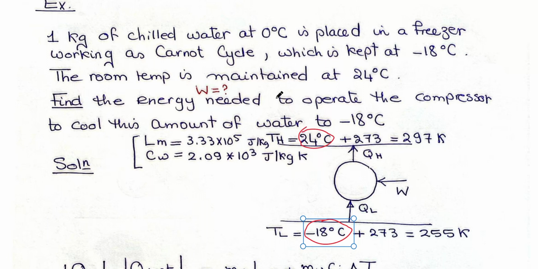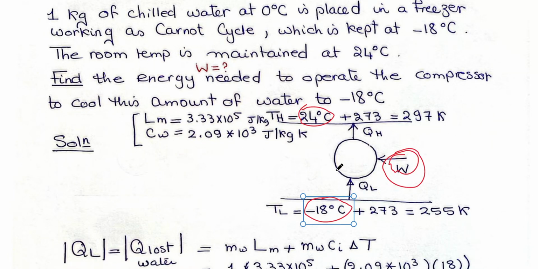Find the energy needed to operate the compressor to cool this amount of water to -18. I want to calculate the work of the compressor. It's given also the LM and C water. So now we have a refrigerator working between -18 and 24 degrees. And we are giving this refrigerator an amount of work. We want to calculate this amount of work, and this refrigerator is using the Carnot cycle, reverse cycle.